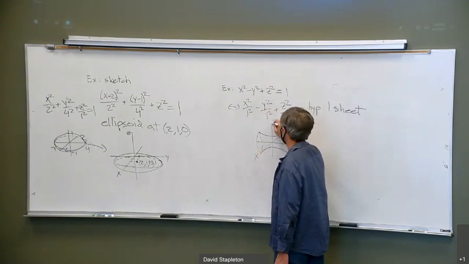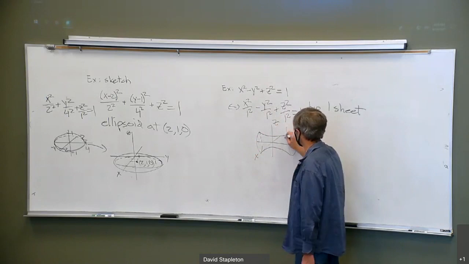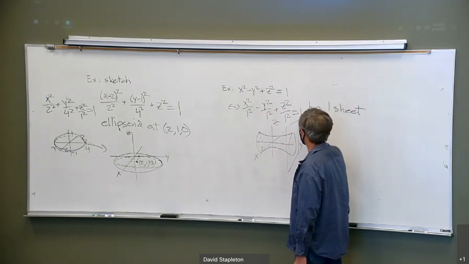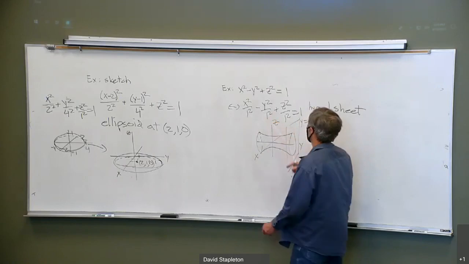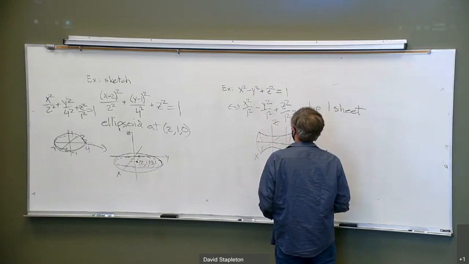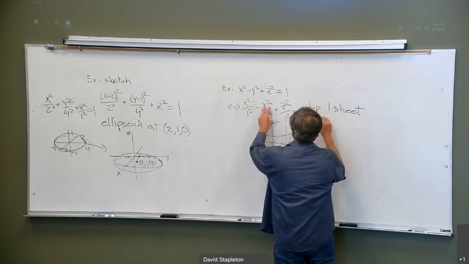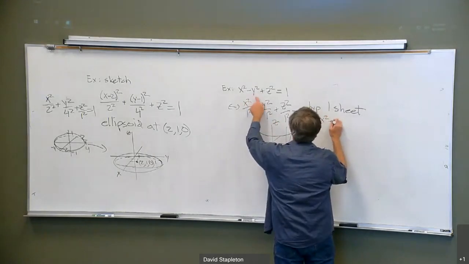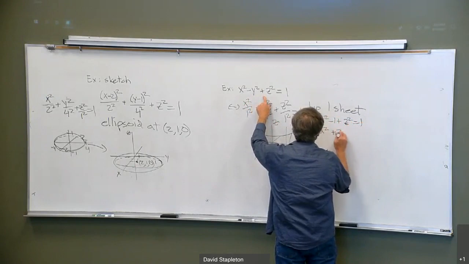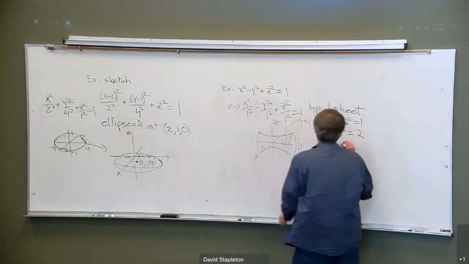For your sketches, I don't expect you to be elaborate. The idea is to draw a simple trace or two. Maybe if I intersect this out here with the y equals 1 plane. What's the trace? I put y equals 1 and I get x squared minus 1 plus z squared equals 1. It tells me x squared plus z squared equals 2. Oh, it's a circle.